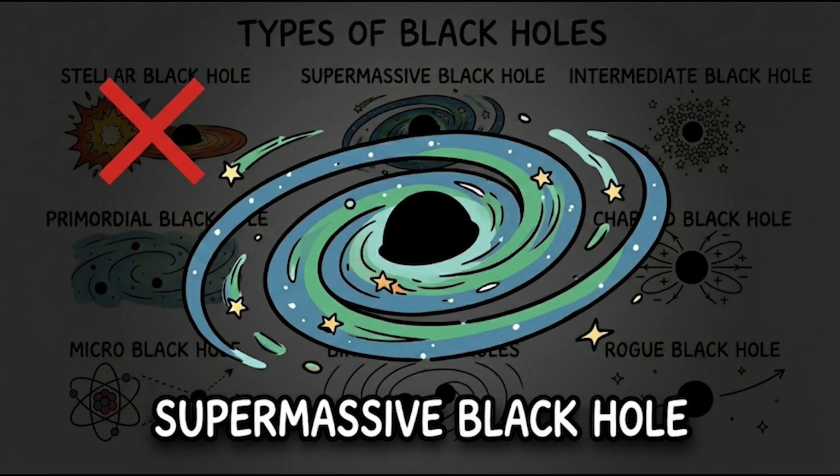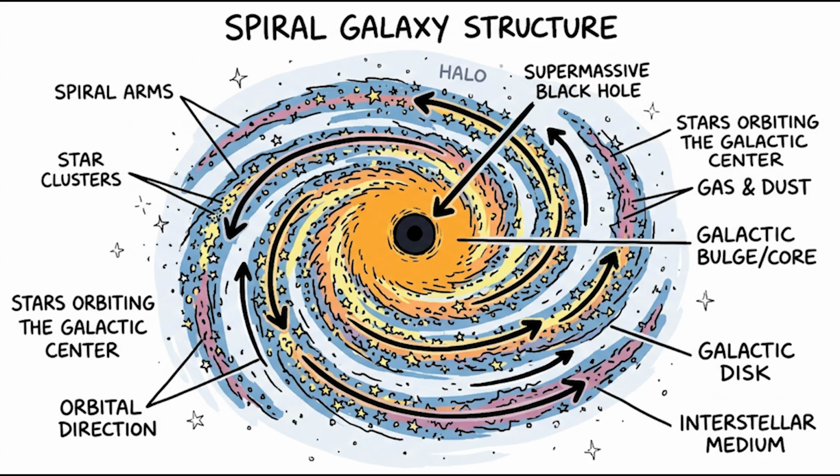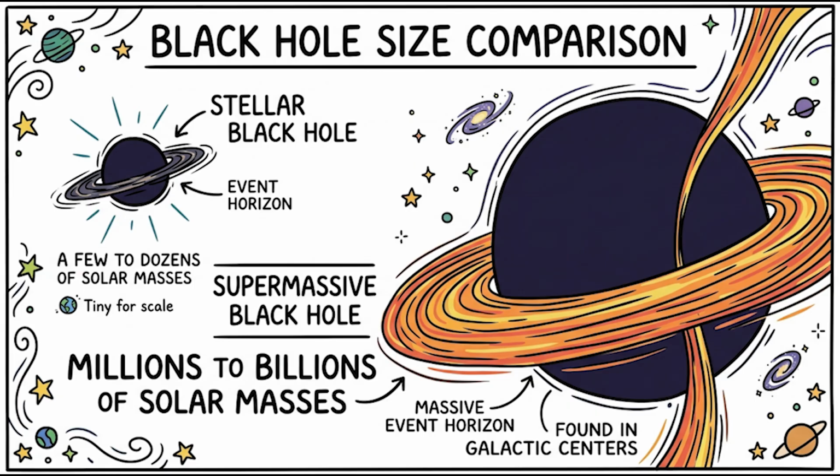Alright, next up, supermassive black holes. These are the absolute giants of the black hole world. And unlike stellar black holes, these monsters sit at the center of entire galaxies. Most large galaxies, including our own Milky Way, have a supermassive black hole sitting right in the middle. Everything in the galaxy slowly orbits around this central region. While stellar black holes might contain a few dozen suns worth of mass, supermassive black holes contain millions or even billions of suns. So yeah, slightly larger.